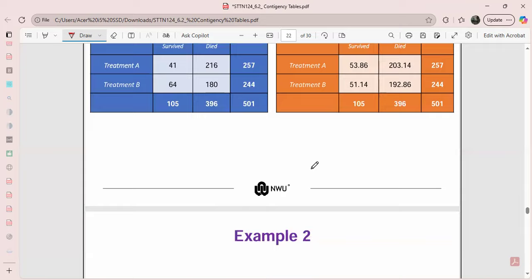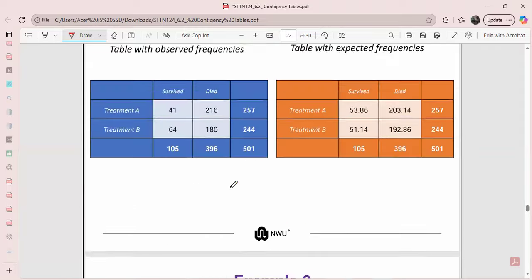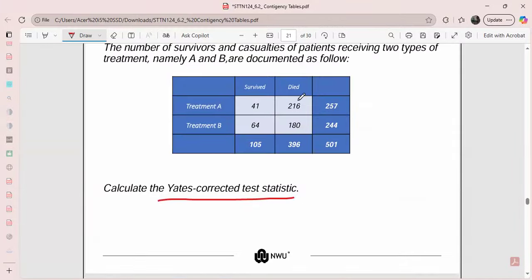You'll have to minus by 0.5. Here it is. You say this one minus this one minus 0.5. This one minus this one minus 0.5. But to the power 2, get 0.5. But when we look at this, let's say now we're under treatment A.